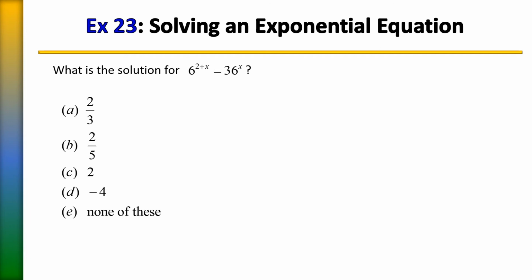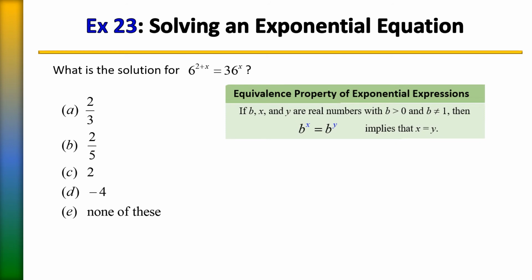So to solve this, we're going to use the equivalence property of exponents, which states that if b, x, and y are all real numbers and b, the base, is greater than 0 and not 1, then b to the x is equal to b to the y, which implies that if your bases are the same, you can set your exponents equal to each other.